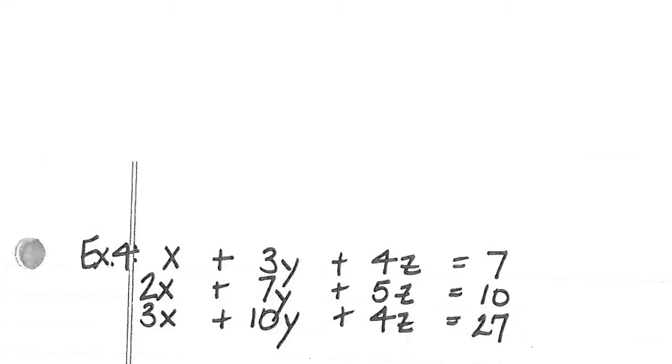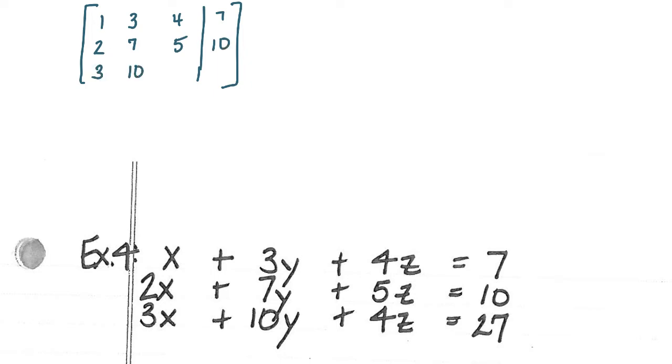All right, so we're going to do example 4 by writing it out as a matrix and using those elementary row operations. This does take some patience and some practice. So 1, 3, 4, and 7 are my numbers of the first row. 2, 7, 5, and 10, second row. 3, 10, 4, and 27, third row.